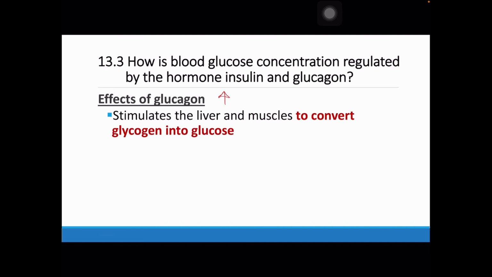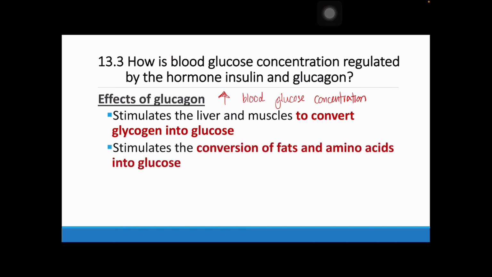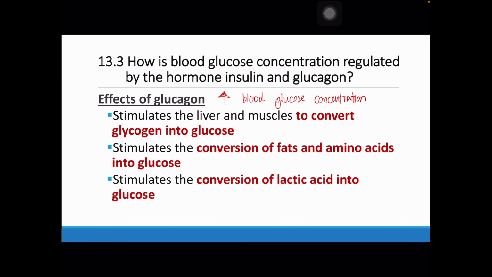So glucagon helps to increase blood glucose concentration, and this is in response to a situation whereby your blood glucose concentration is too low. Then glucagon will be released by the islets of Langerhans to help to raise back the blood glucose concentration. One way that it does so is that it stimulates the liver and muscle to convert glycogen into glucose. This is the opposite of what insulin is doing. Secondly, it also stimulates the conversion of fats as well as amino acids into glucose. So it helps your body to generate more glucose so that it can enter the blood and be used for the various respiration within the body, so that you can get energy to last through the whole day, right? It can also stimulate the conversion of lactic acid into glucose.